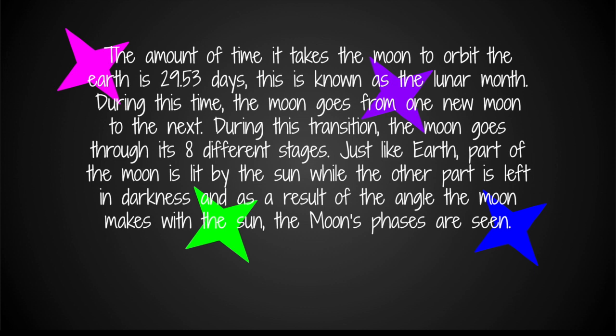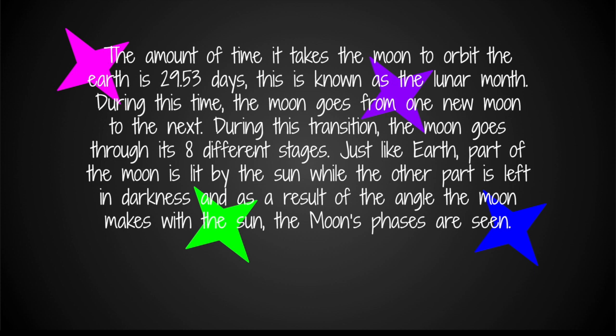So this is the fun part. The amount of time it takes the moon to orbit the Earth is 29.53 days. This is known as the lunar month. So as we know, all months are named differently, and some have more days than others, right? So a lunar month is always 29.53 days, so just over 29 and a half days.